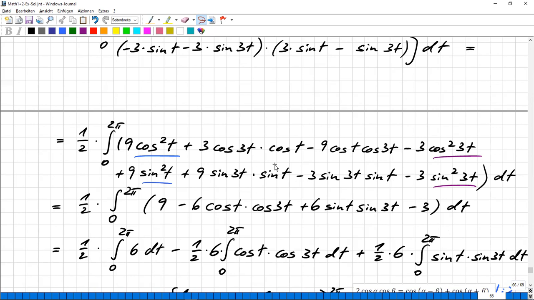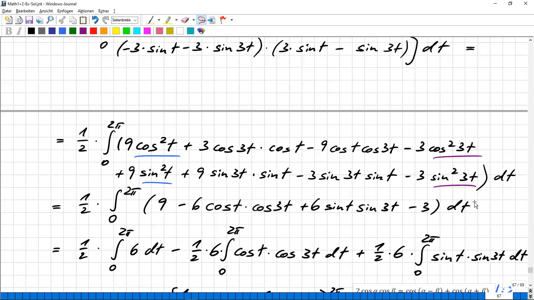Also here, I exchanged the factors for reasons of systematics, okay? Finally, here and here, we can put this into parentheses, the squared sum of cosine of 3t and sine of 3t, which is also equal to 1. So the factor of negative 3 remains. That's all we have to integrate over t. And that's what I do.